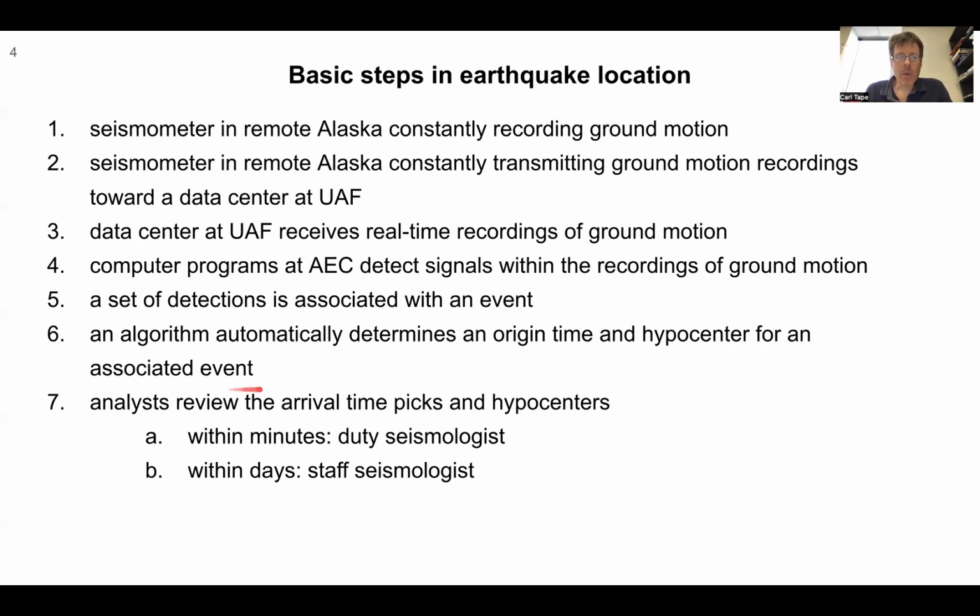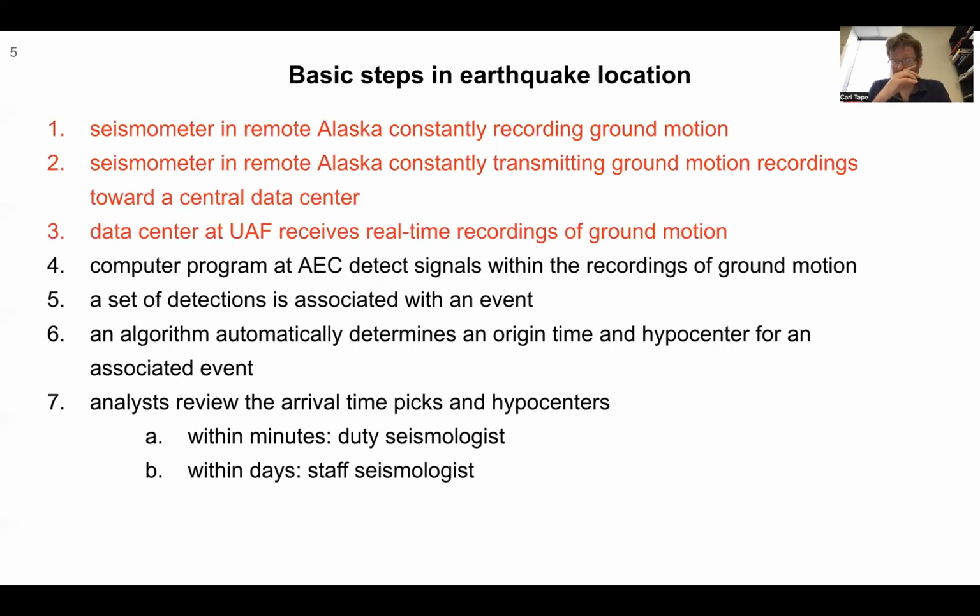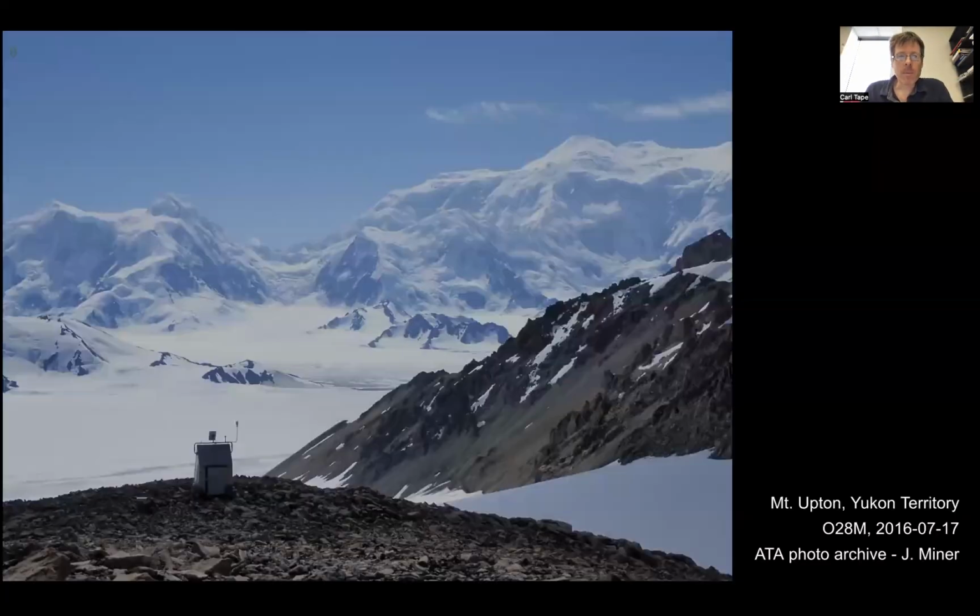Analysts then review the arrival time picks and hypocenters. This happens within minutes by a duty seismologist, and over the course of days, the staff seismologist gets the final solution for the hypocenter and origin time. So we'll start here with these first three topics: seismometers recording, transmitting data. Basically, how does ground motion reach the Alaska Earthquake Center?